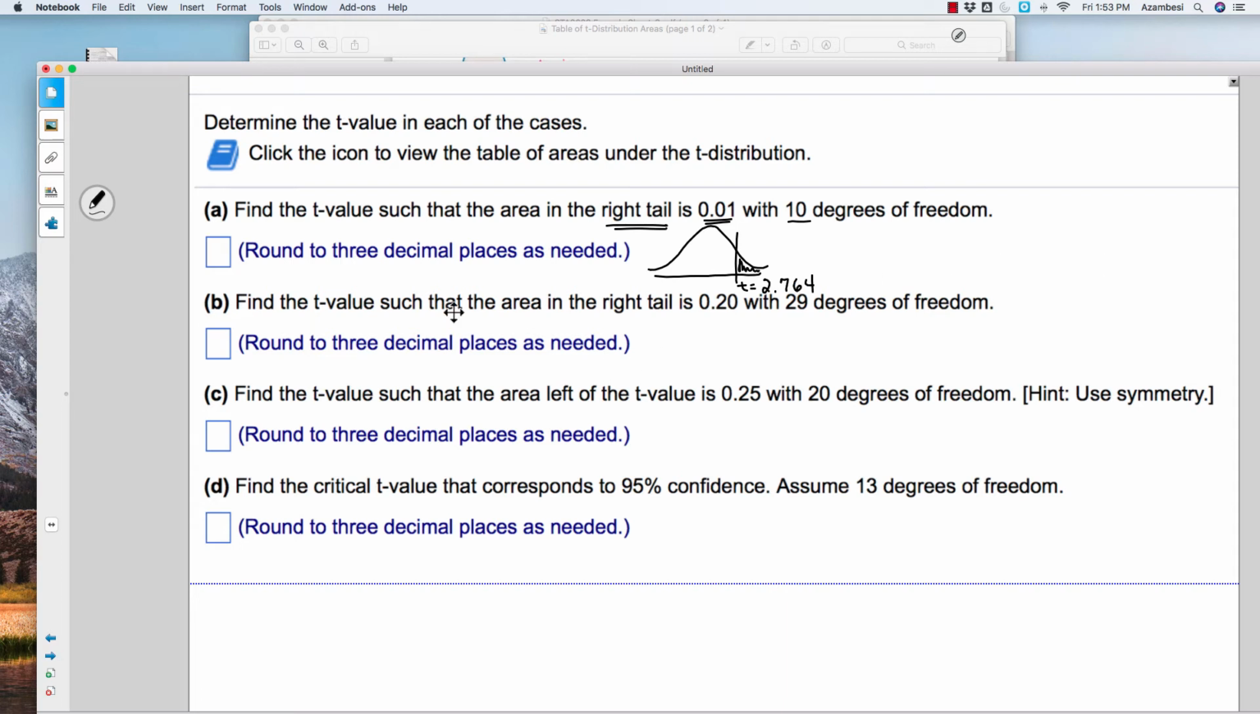Now if my area in the right tail is 0.2 with 29 degrees of freedom, same thing. So that's how you should be looking that up. Find a t-value such that the area to the left of the t-value is 0.25 with 20 degrees of freedom.